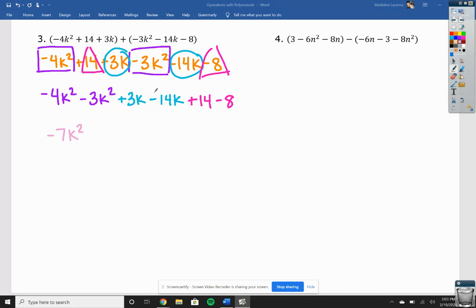Then I have 3k and negative 14k. When we combine those, it's 3 minus 14. So that's going to be negative 11k. And 14 and negative 8, when you combine those, we get a positive 6. So negative 7k squared minus 11k plus 6 is our final answer here.